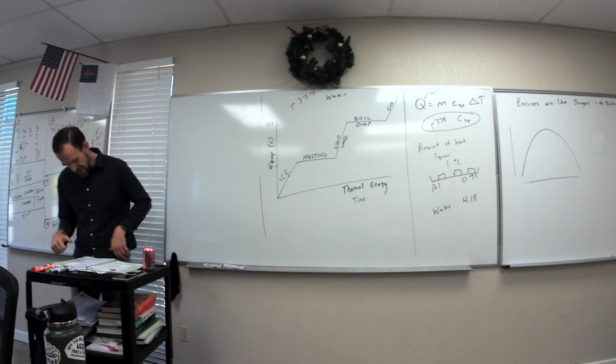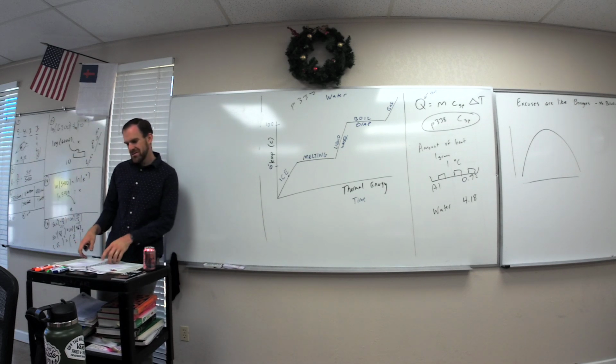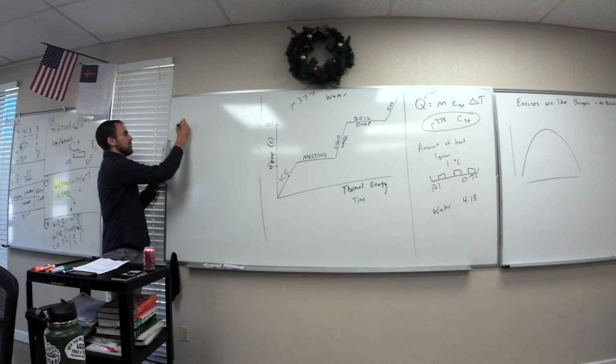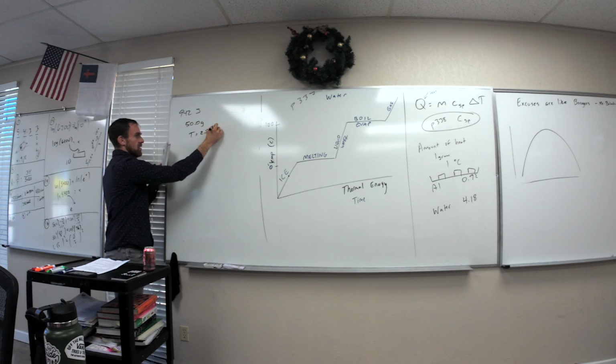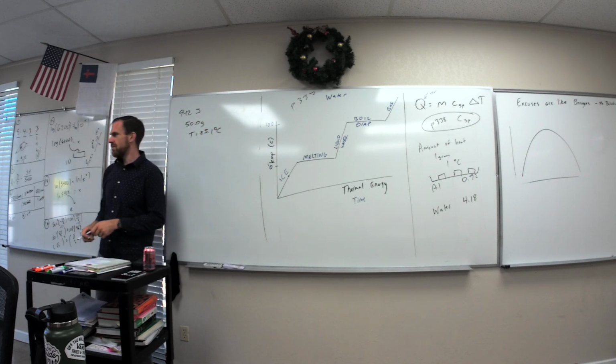Okay, so alright, here's where we're at. So this example problem: we have 942 joules of thermal energy added to 50 grams of water at 25.1 degrees Celsius. What will its final temperature be?